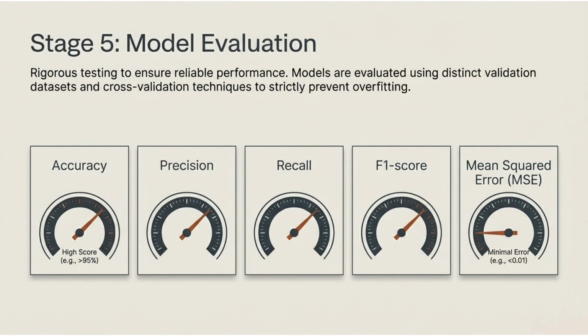The goal of training is to minimize prediction errors and enable the model to make accurate predictions on new data. After training the model, we must evaluate its performance. Model evaluation ensures that the model works reliably and does not overfit the training data. Several evaluation metrics are used. These include accuracy, precision, recall, F1 score, and mean squared error.